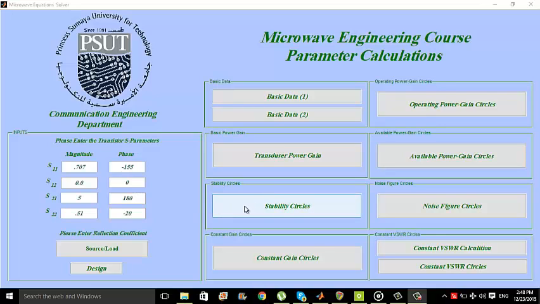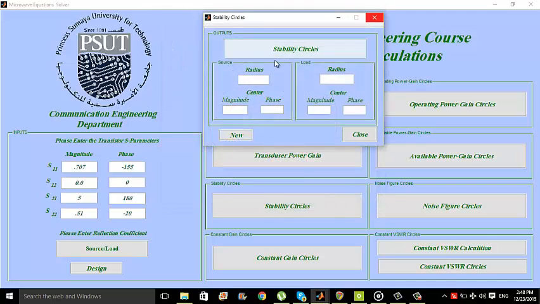Now we are going to use the MATLAB calculator made by BSUT students to calculate the center and radius of the stability circle. We put our S parameters here, S11, S12, S21 and S22 with their phases. We click here at stability circle to calculate the radius and magnitude. The radius at the source is 0, the magnitude is 1.41 and the phase is 155, which is the conjugate of S11. The radius at the load is 0, the magnitude is 1.96 and the phase is 20, which is the conjugate of S22.